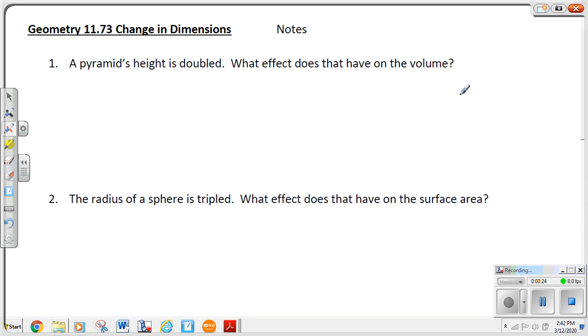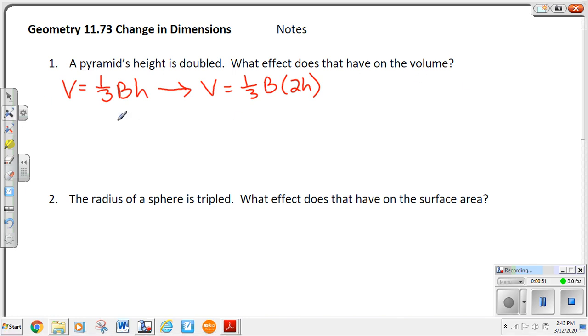What effect does that have on the volume? First, let's take the formula for the volume of a pyramid. V equals 1/3 area of the base times height. If the height is doubled, this changes the formula to V equals 1/3 area of the base times 2 times the height.